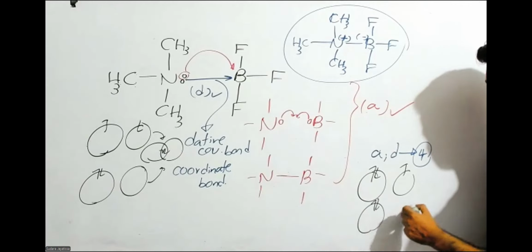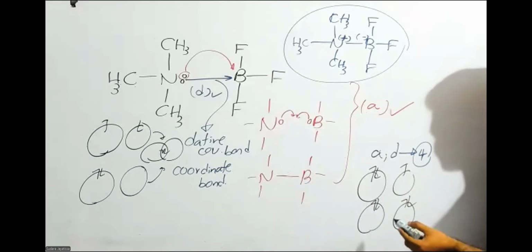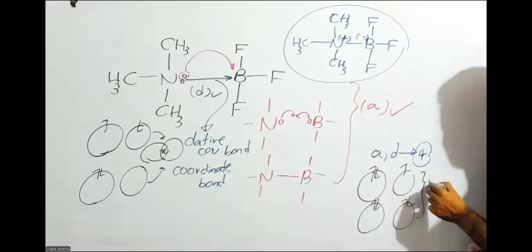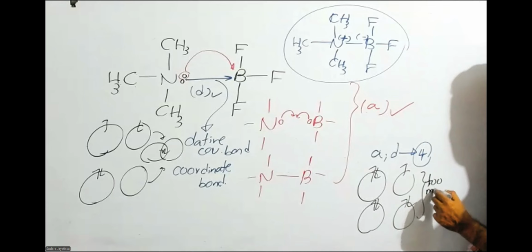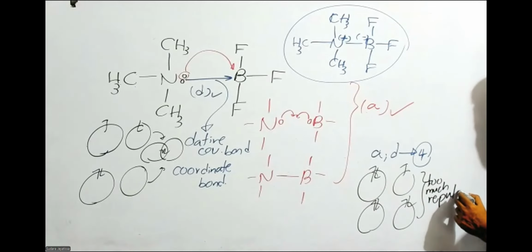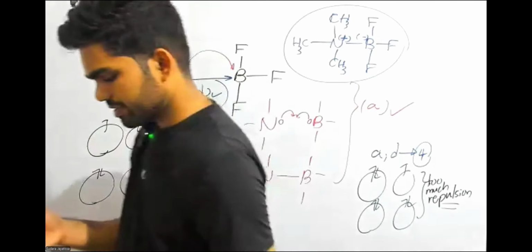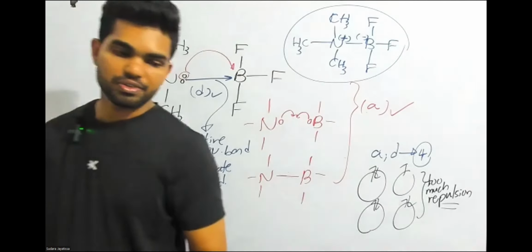Because the orbitals with 2 electrons and 1 electron are not going to overlap. Orbitals with 2 electrons and another orbital with 2 electrons are not going to overlap because there is too much repulsion. Too much repulsion, so no overlap. Understood now? So that's the story.